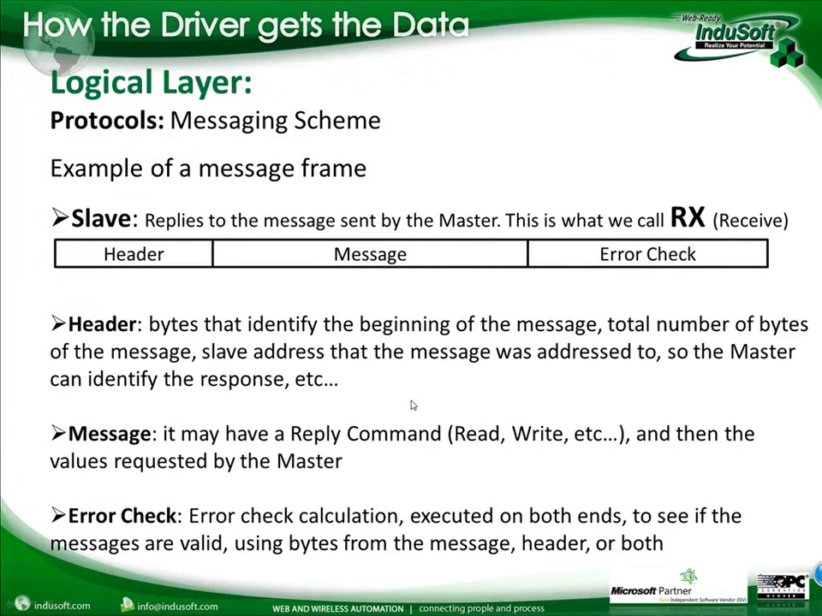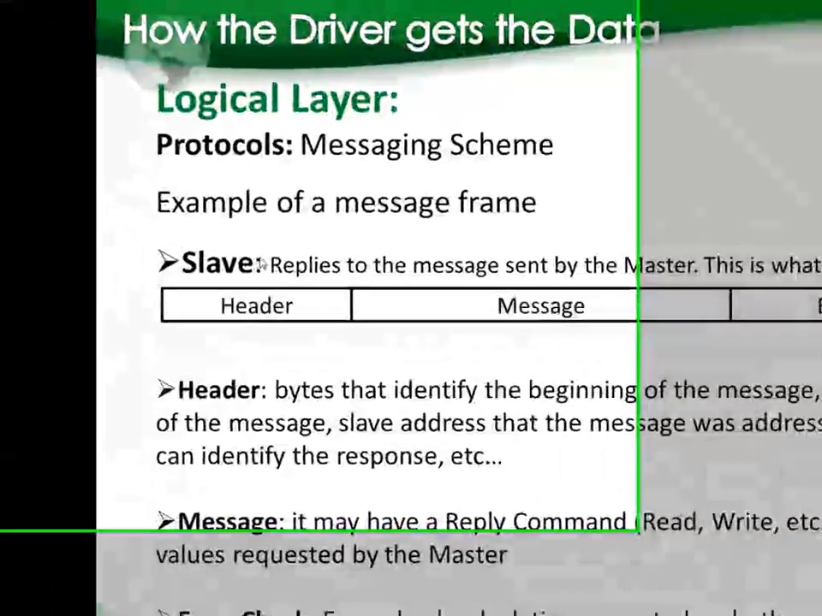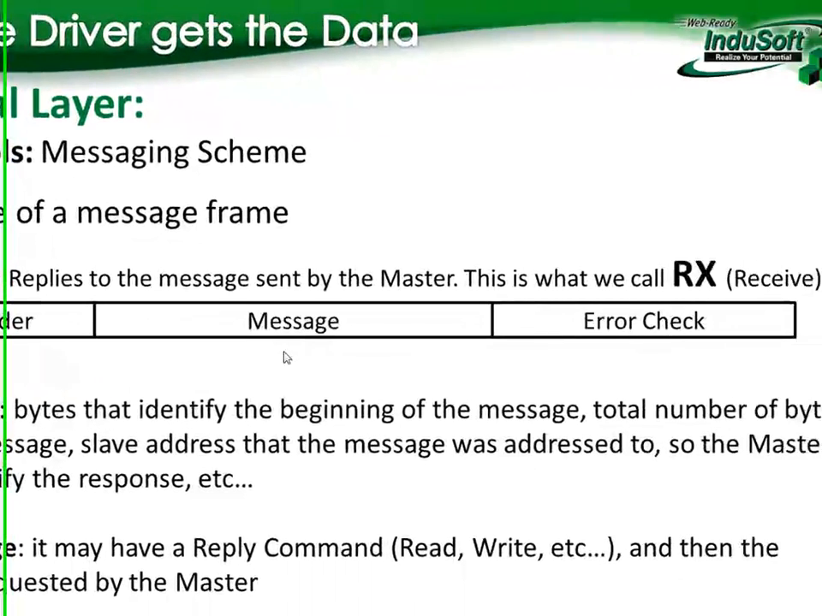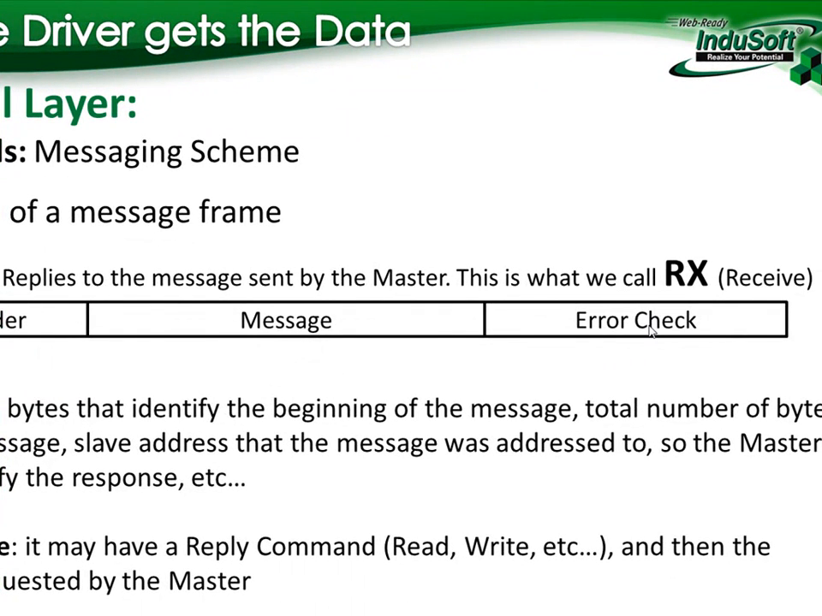And on the other hand, we have the replies from the slave. It usually comes with a header as well, saying, oh, I'm the slave replying to this request of the master, and then the message is going to have the data that we requested, and finally the error check calculation as well. The message that we receive from the slave is what we call the RX messages. Okay?